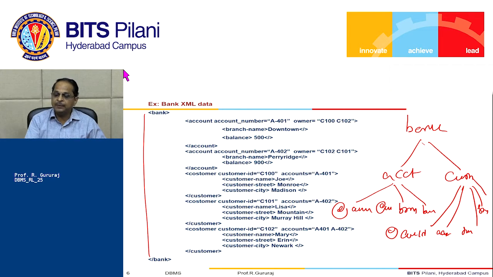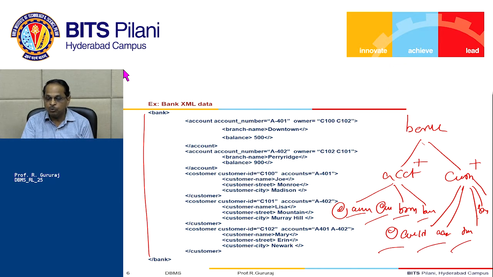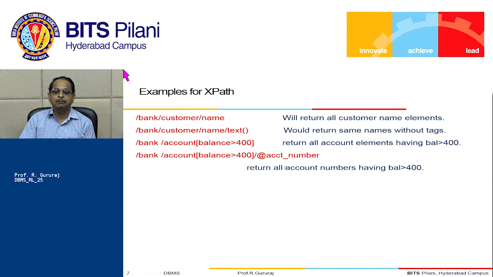And how many account elements are there under the bank element? There can be any number. Let us assume one or more. And customer elements, one or more are possible. And every account has exactly one account number attribute, one owner attribute, one branch name, and one balance. Similarly, the customer has one customer ID attribute, one account attribute, and then one customer name, one street, and one city. Given this kind of XML document with the given structure, let us try to formulate some XPath expressions to retrieve the required data.